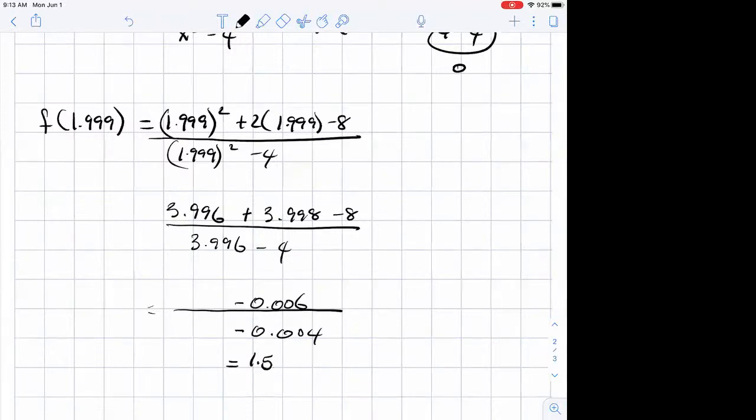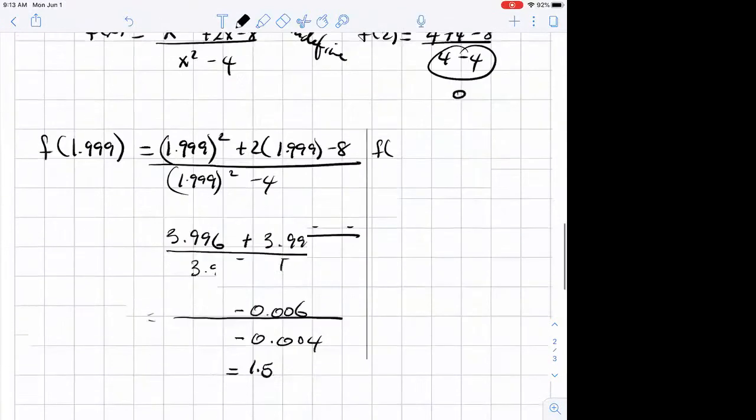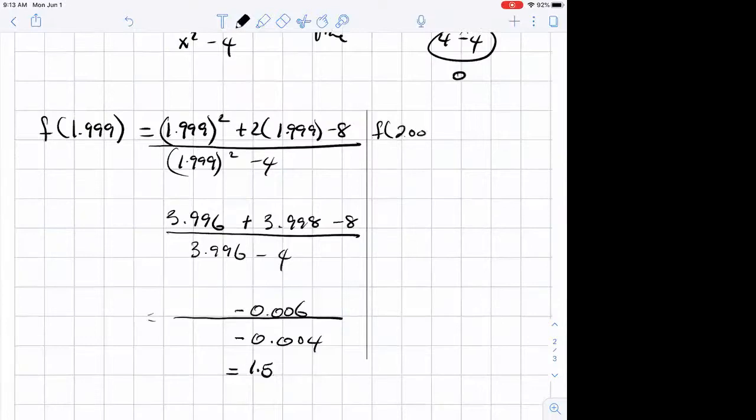And I'm sure, I'm confident that if you now do what is f of this value, 2.001, what would you get? And you should try that. And I'm almost sure that the answer will be approximately 1.5. You want to try it? Yeah.